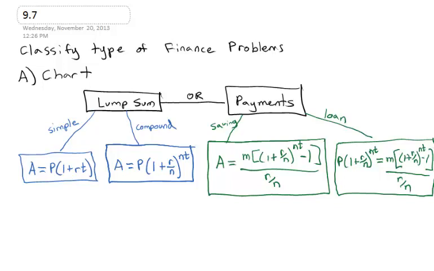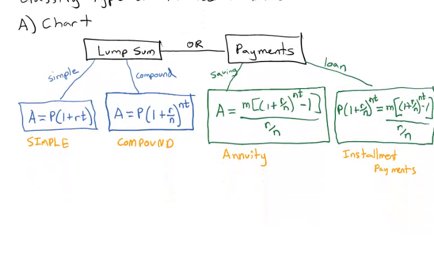And just to name these formulas, the first formula was simple interest. The second formula was compound interest. The third was an annuity, and the fourth we called installment payments. So if we can keep this flow chart in mind, are we talking about a lump sum or payments? Are we talking about simple, compound, savings or loans? We can figure out which type of formula we want to use to solve a given problem.